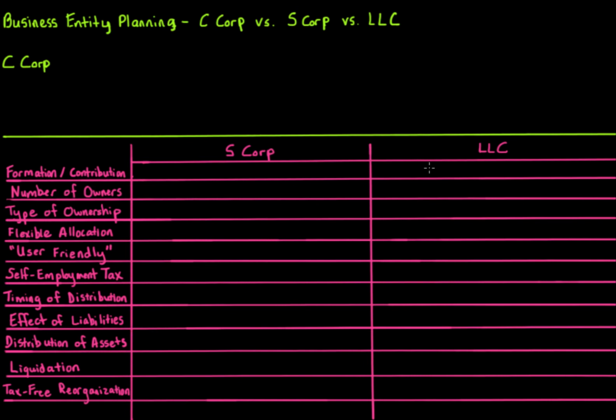Now I'm sure you've probably considered business law or legal reasons why you might consider one or the other, but these are really the big three: C Corp, S Corp, LLC when it comes to starting a business. And we're going to go through again the tax consequences.